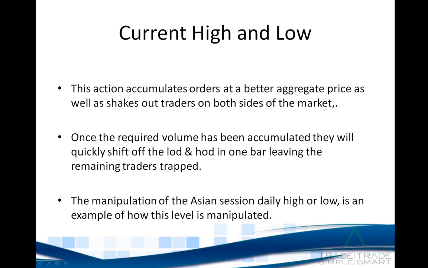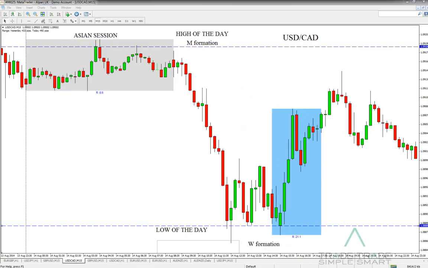So once the required volume has been accumulated, they will quickly shift off the low of the day and the high of the day in one bar, leaving the remaining traders trapped. And the manipulation of the Asian session daily high and low is an example of how this level is manipulated. In this first example, we're looking at the US dollar versus the Canadian dollar, and I've marked both the daily high and also the daily low.